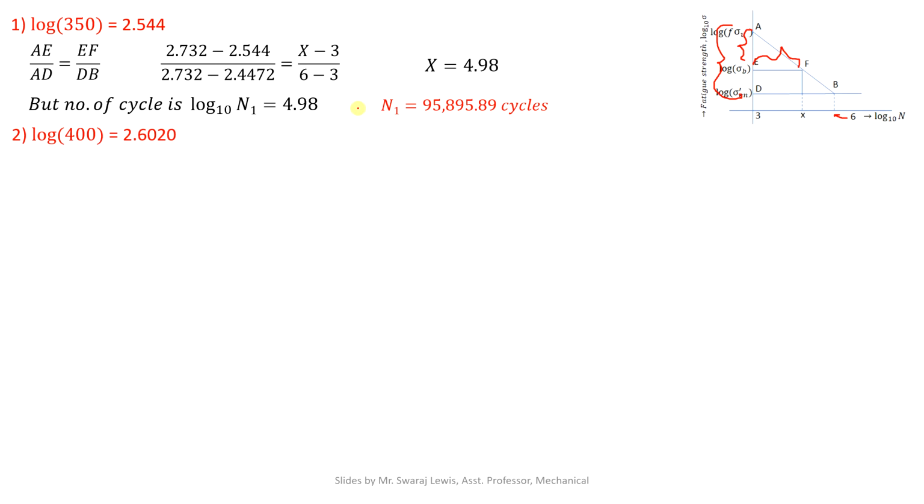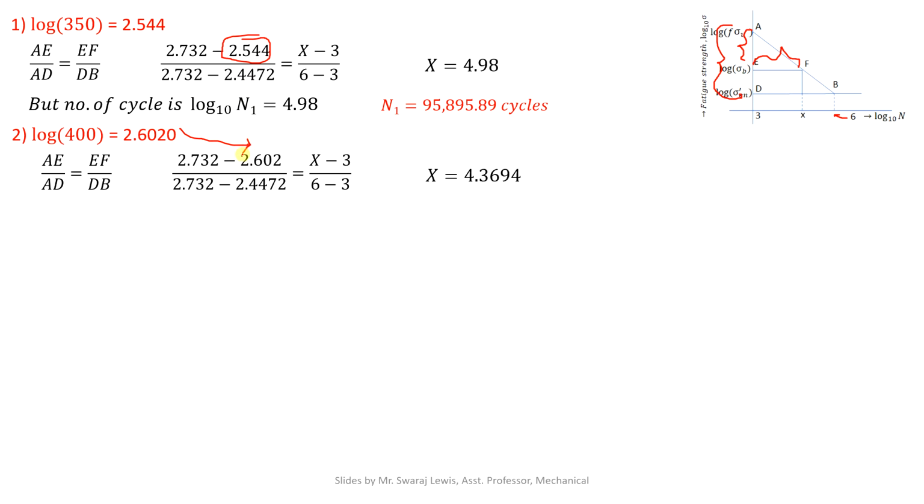Similarly, we'll go for the second stress. We are going to change the stress to 400, and log of 400 gives 2.6020, and applying the same method, substituting the same value 2.732, and here we are going to have the x value, and when you substitute, you get x equals 4.3294, and again it is log base 10 of n2. Remember that was n1, here it is n2, and we get the answer as 23,409.92. So there is a lot of variation because of a small difference.